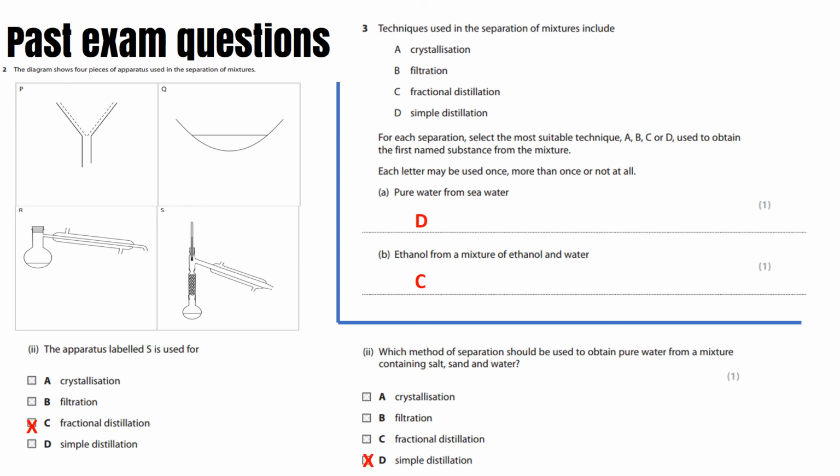Remember, distillation is getting the liquid. It's trying to save that liquid. So if it had been salt at the beginning of that question, it wouldn't have been a distillation. Okay?